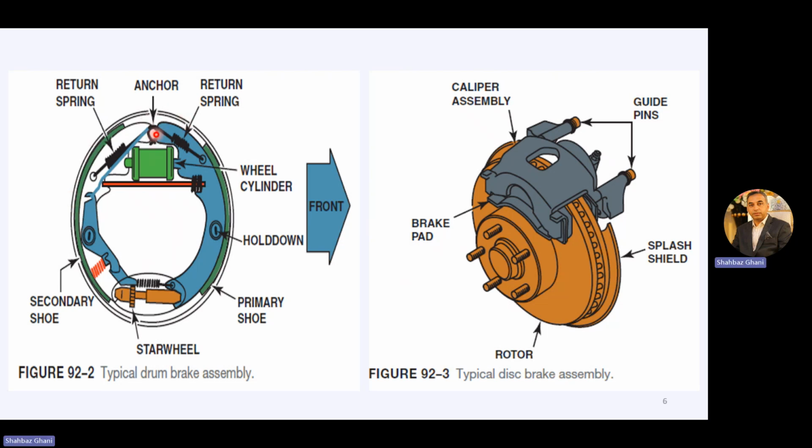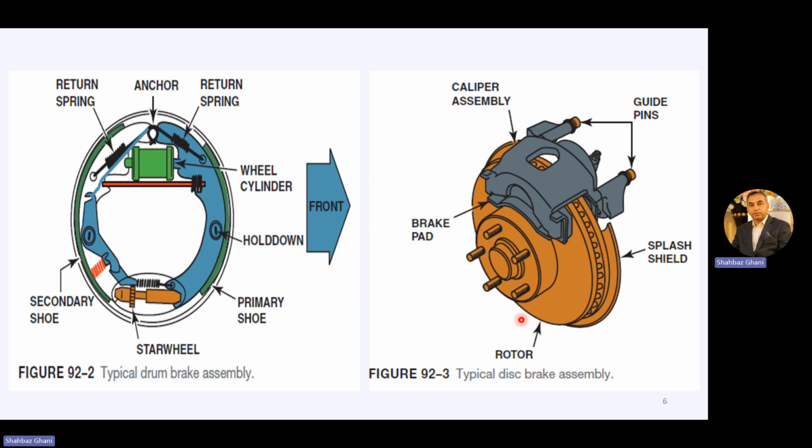So this is the point where both the shoes are anchored on the top, and on the bottom they are attached with this spring and the star wheel adjuster mechanism here. These are the return springs. When we apply the hydraulic force, they stick with the wall of the brake drum, and when we release the foot pedal, the hydraulic pressure drops, and these return springs make them come back to their original position, and there is a gap. So this is the explanation of a typical drum brake assembly.